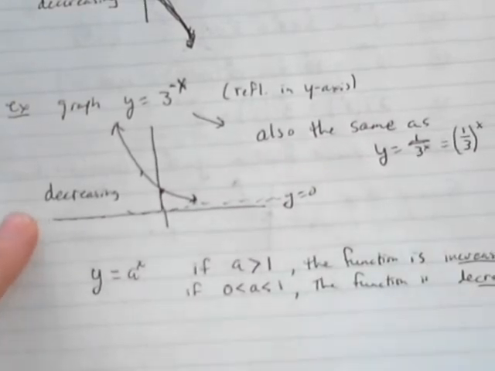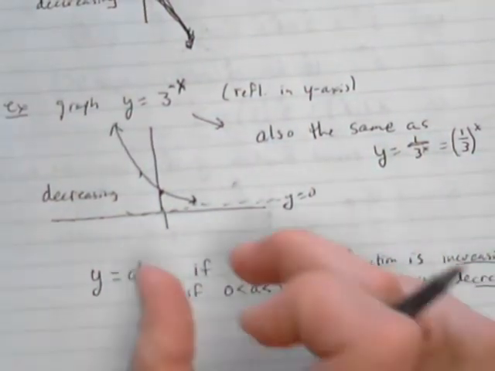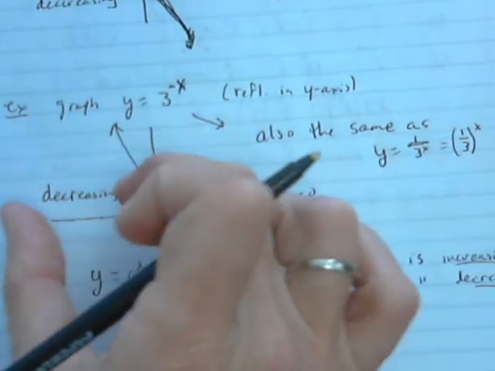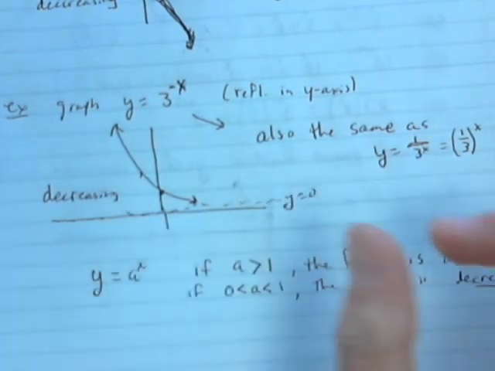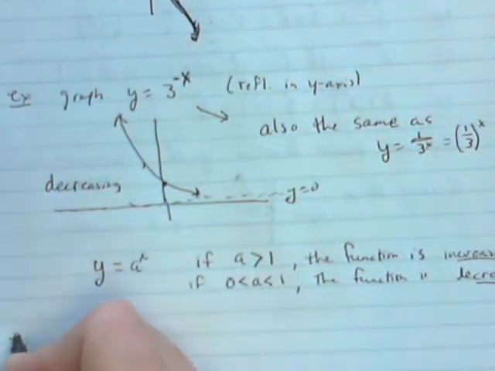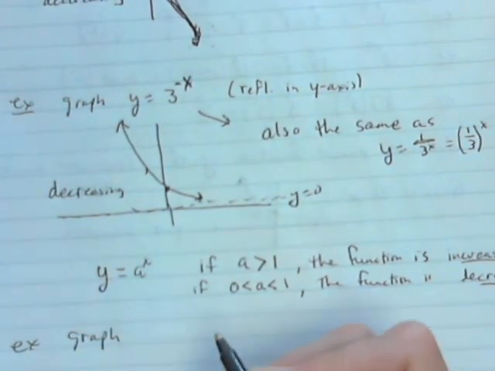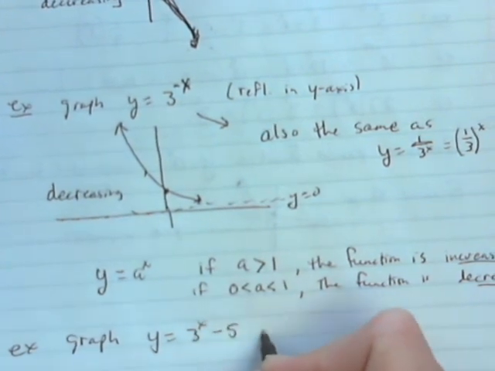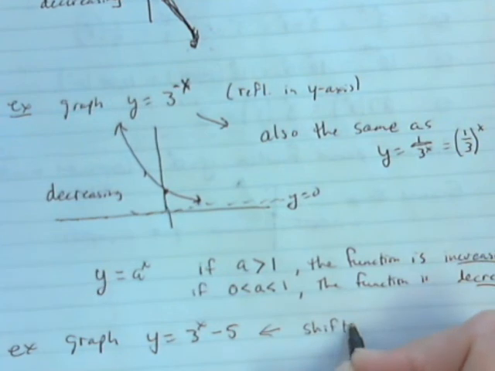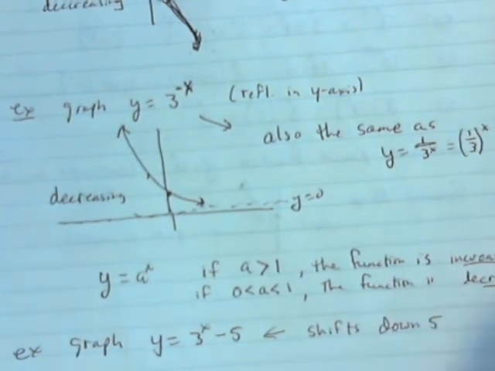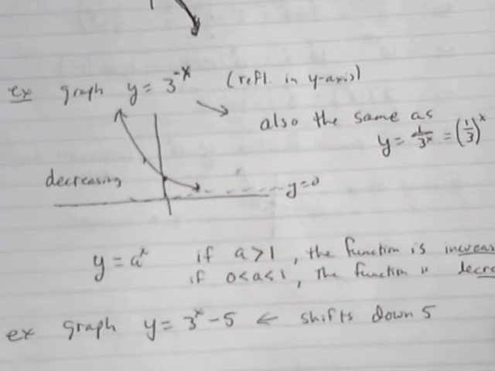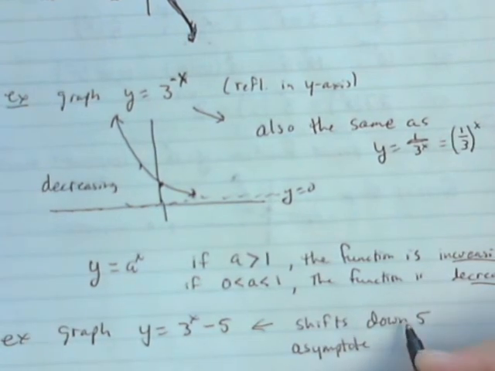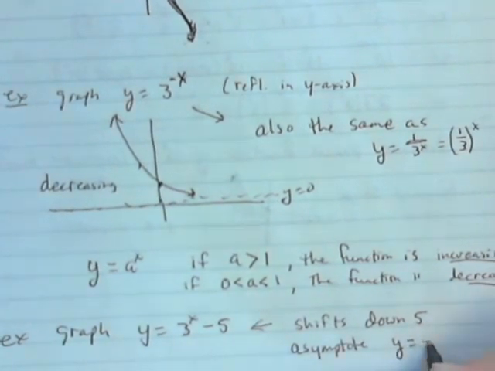Let's just talk about the asymptote if you have a vertical shift. If you have a horizontal shift, if this whole thing is moving left or right, the asymptote still stays at y equals 0 because you really haven't lifted anything. But if you want to graph a vertical shift, like y equals 3 to the x minus 5, this shifts the graph down, which means everything is shifted, including the asymptote. So now the new asymptote is y equals -5.